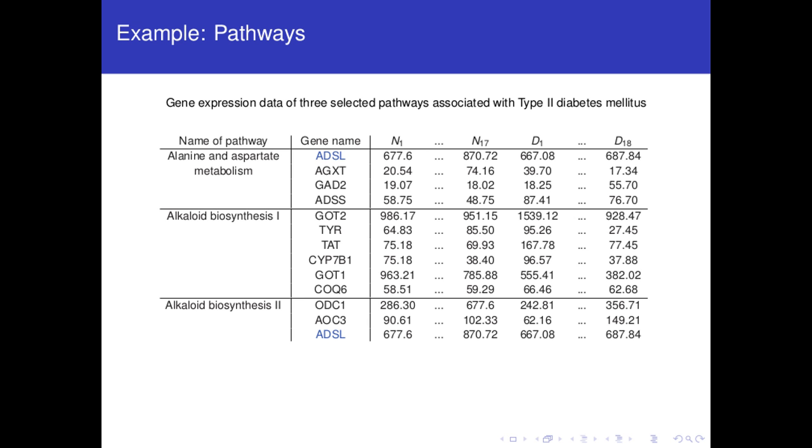N1 through N17 represent 17 normal subjects. D1 through D18 represent 18 type 2 diabetes mellitus subjects. Those numbers are gene expression data from each subject. As you see, some genes in this pathway overlap with genes in other pathways. And also the number of genes within a pathway varies.